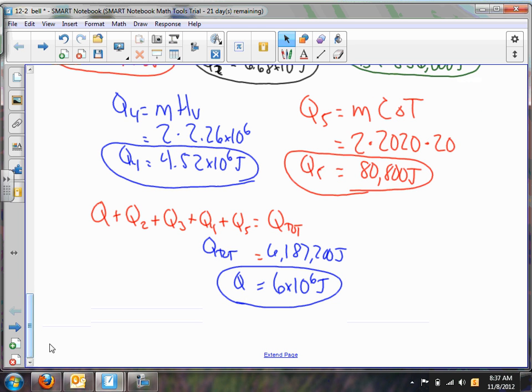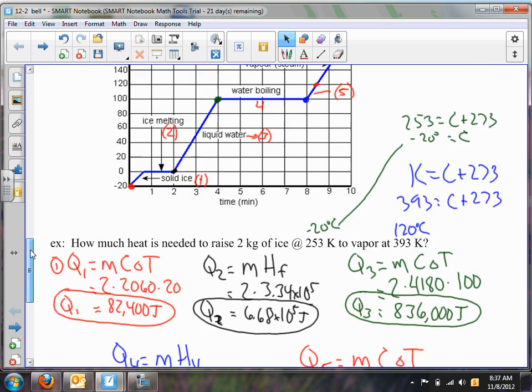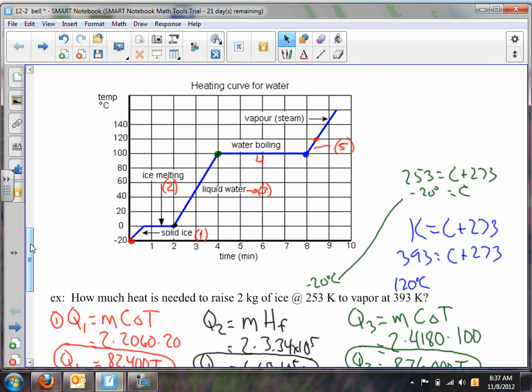So when you're solving these problems, you need to figure out exactly where you are on this graph, and if you're going through a change of state, remember to calculate the energy to change that state along with the energy to raise the temperature later on. And remember that the specific heat of ice is different from water or steam.